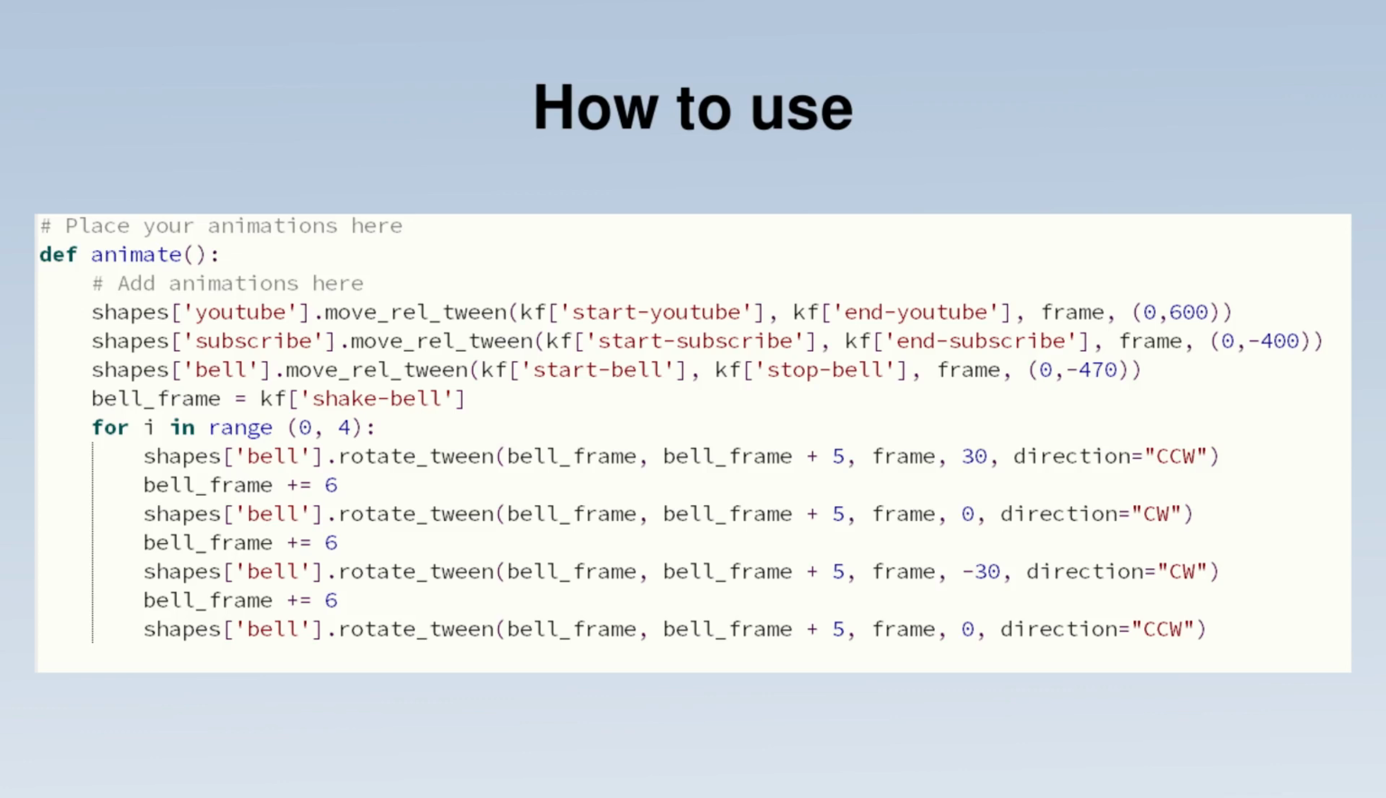The rest of the code shows an example of where code can be used to simplify creating a repeating animation. In this case, it has the bell rotated to create a ringing motion. Instead of having this code repeated multiple times, it's been put inside a for loop, which repeats the code.